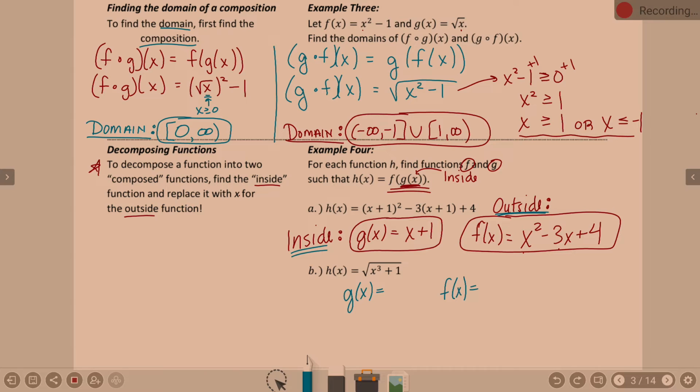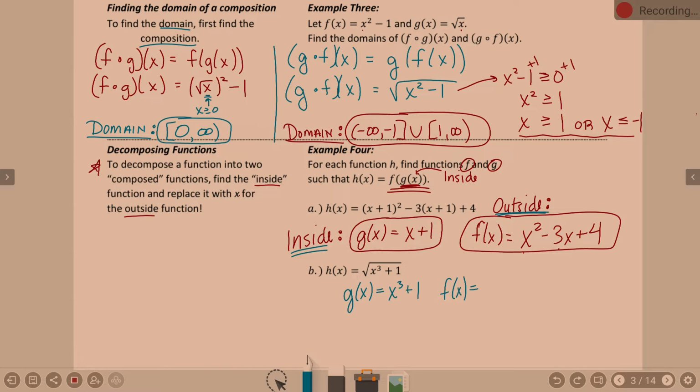I'm ready. So what kind of guess or thoughts do we have for g of x? So the inside function here. What are you going to say, Stetson? X cubed plus 1. Okay. If we say g of x is x cubed plus 1, what does that have to make f of x? Square root of x. Square root of x?